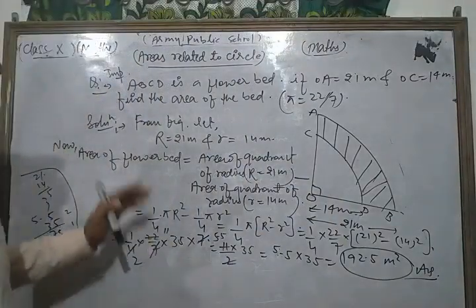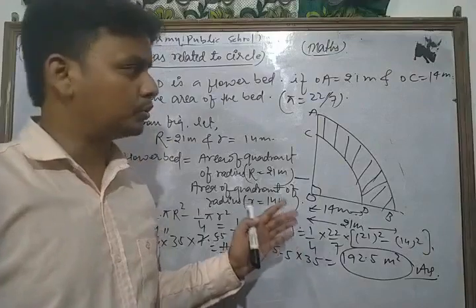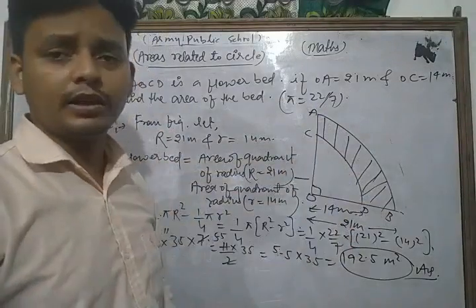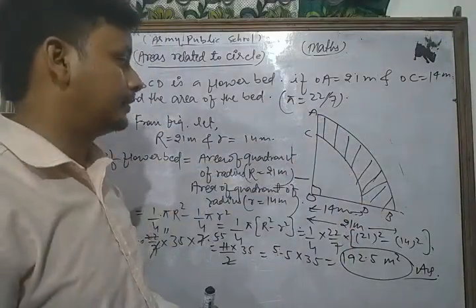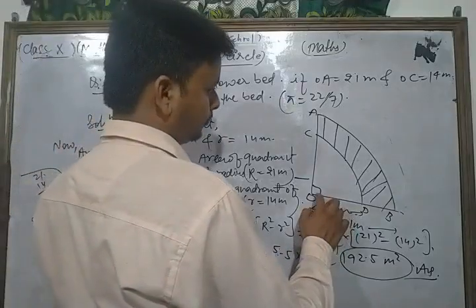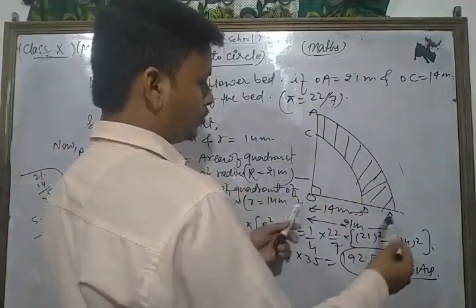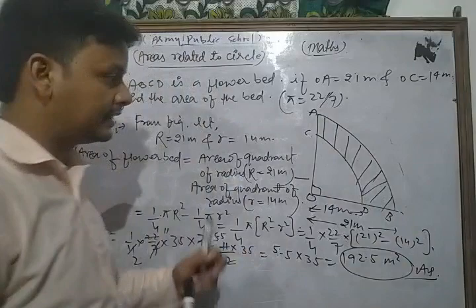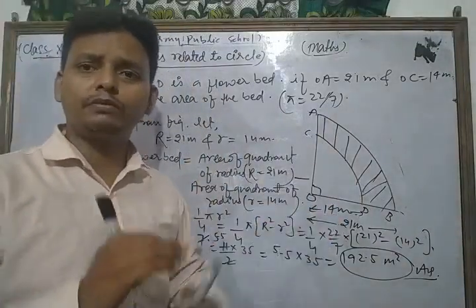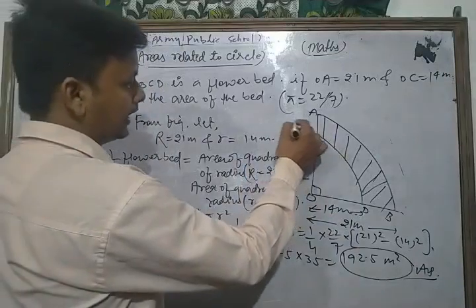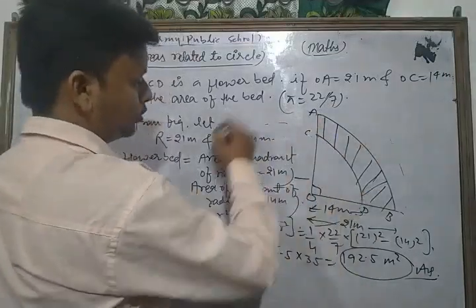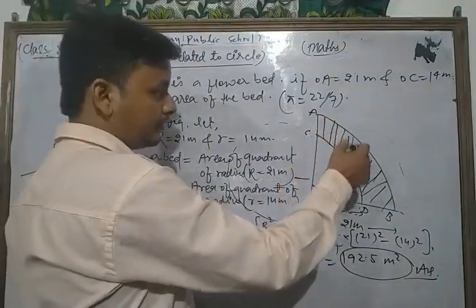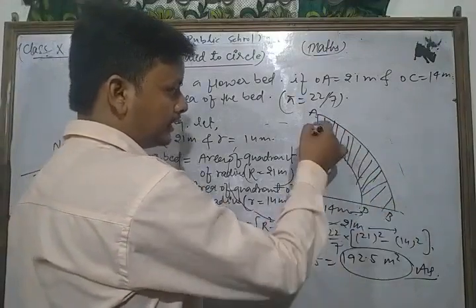Let's see once more. This is a very important question based on this topic. Here ABCD is the flower bed, and here OA is 21, so OA is equal to OB, and OC is equal to OD. This is the form of a quadrant, meaning a quarter part of a circle, because if we complete it, it forms a circle. We find the area of the flower bed, meaning the area of the shaded region ABCD.